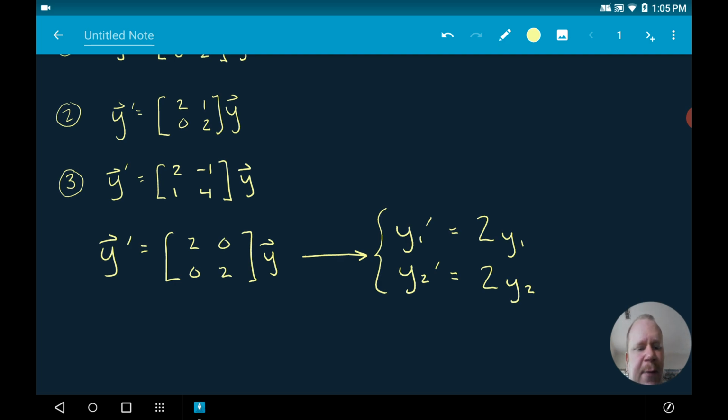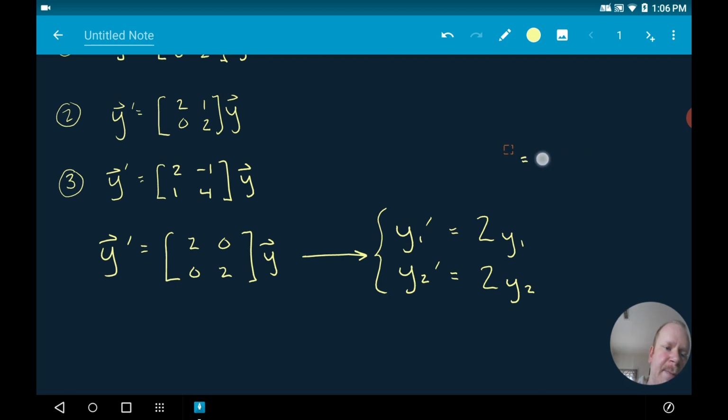Now, this one's a little bit different from what we've been looking at before with our systems of differential equations, because this y1 prime only depends on y1, and this y2 prime only depends on y2. So way back in chapter 2, or even the first day of class, if I gave you a differential equation that looked like this, y prime is equal to 2y, you should be able to find the solution for this.